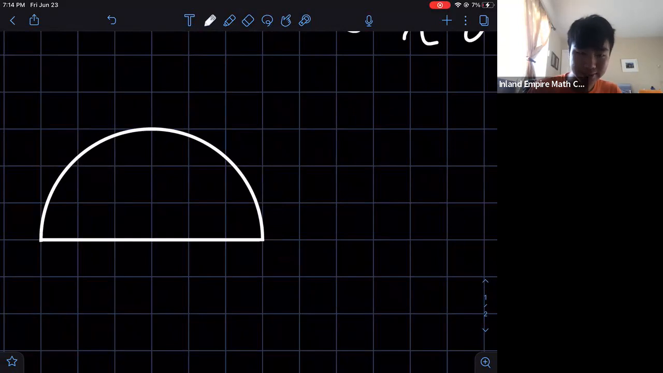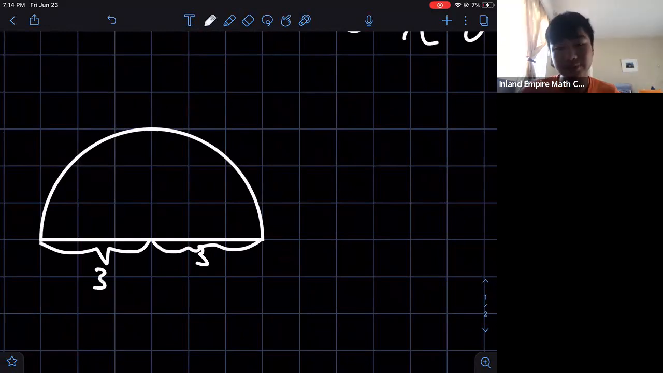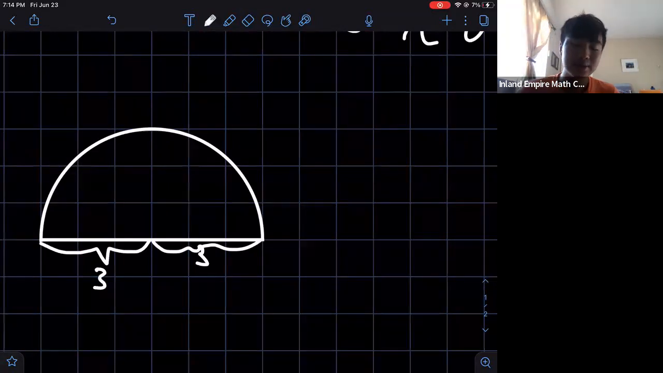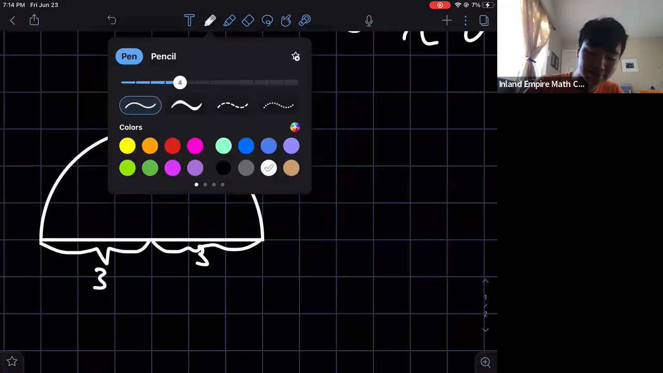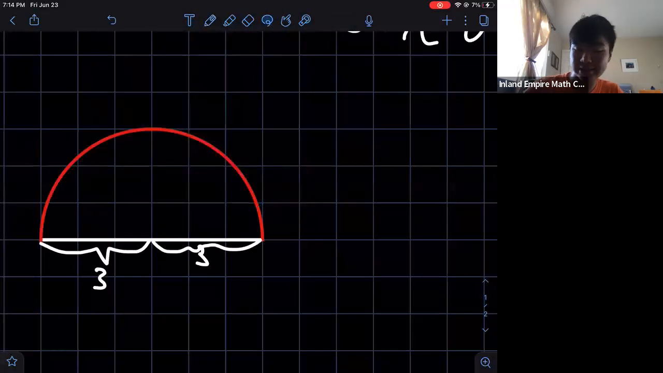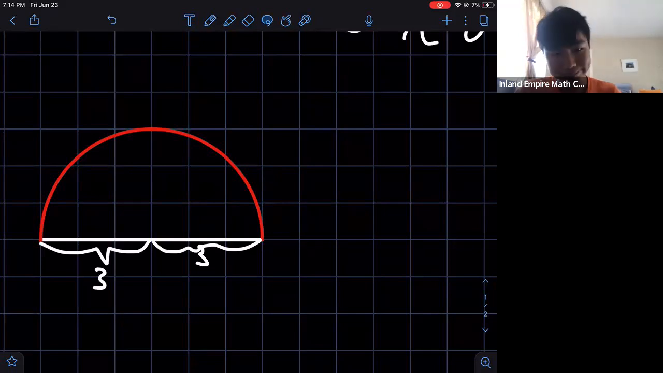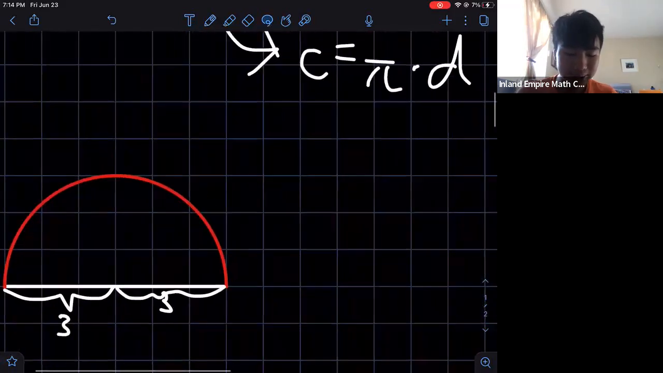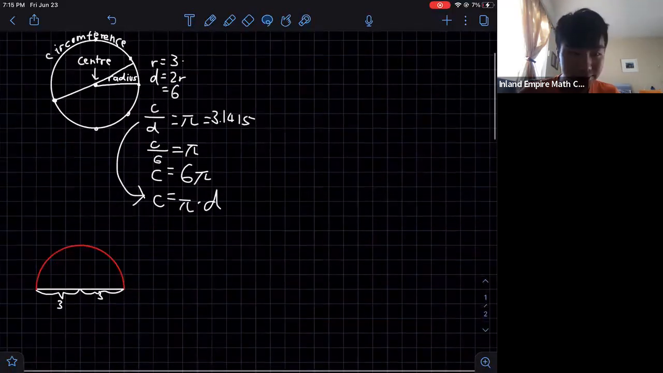Now, we know what the radius is, right? So the radius in this case is going to be 3. So we know that this length right here is 3. We also know that this length right here is 3. This is a semicircle, meaning that it's a circle sliced in half. So does anyone have any ideas as to how we can actually figure out the length of the line in red? Does anyone have any ideas of how we can figure that out, using the ideas that we just mentioned over here with the circumference, center, and radius of a circle?